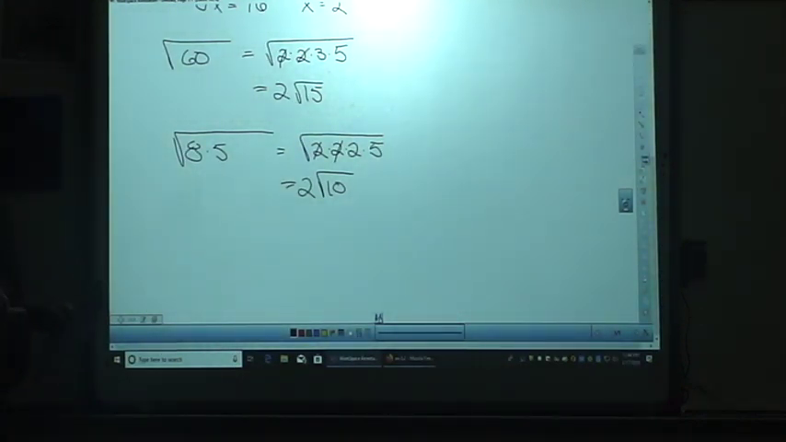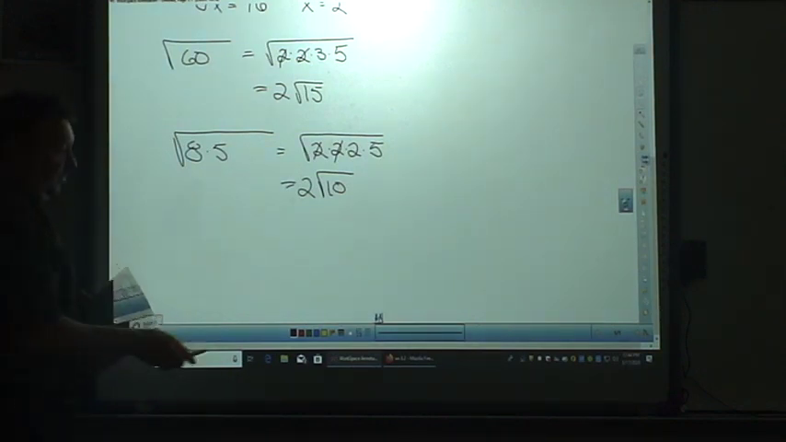Okay, so for determining similar, you've got a few different ways to do that. You've got angle, angle, which you'll see a lot of. You've got side, side, side, and you have side, angle, side. All of those are for similar.